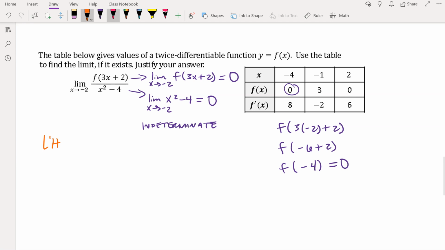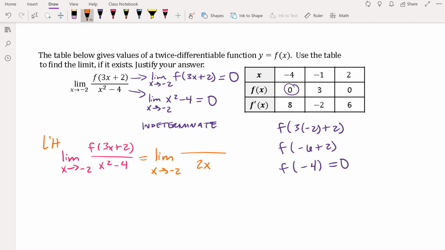This one is a little weird, but we're not going to be freaked out. It's kind of like we have to take a symbolic derivative, but we know how to do that. We're not going to worry about it. Limit as x approaches negative 2 of f of 3x plus 2. I'm just copying what we started with. I'm not doing L'Hopital's yet. Okay, now I'm going to do L'Hopital's. That's going to turn into the limit as x approaches negative 2 of the derivatives. The derivative of the bottom is the easier one. What's the derivative of x squared minus 4?